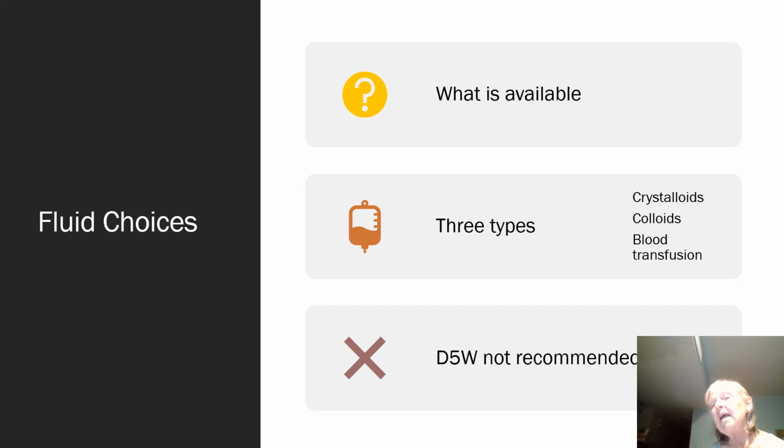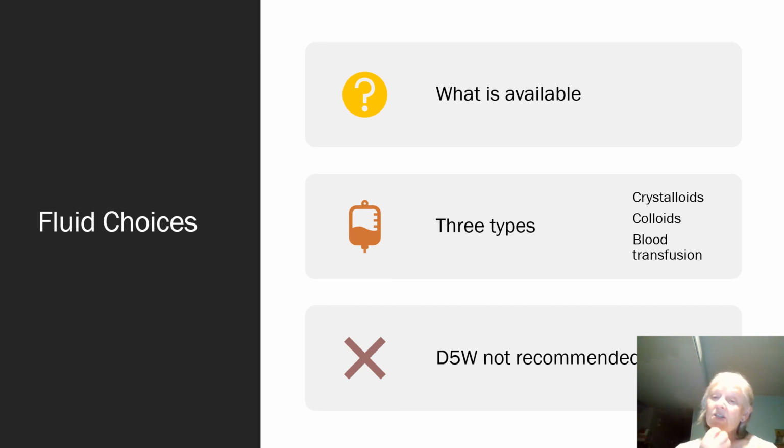Crystalloids are like Ringer's lactate, normal saline. Colloids are your HEPA starch, much bigger particles in there. The latest research basically says colloids are too expensive and they're not any better than crystalloids. So we're starting to see a lot more crystalloids. With crystalloids, you have to give 3 times the amount that you've lost, okay? So if you lost 1,000 mLs of fluid, you got to give 3,000.